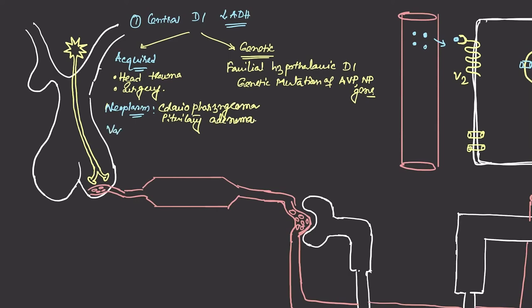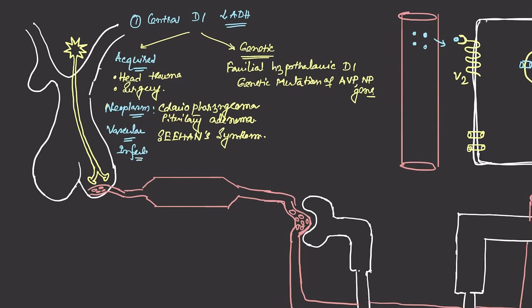Now, the vascular cause involves Sheehan syndrome. Now, what happens in Sheehan syndrome? It is due to postpartum hemorrhage which causes hypotension. That hypotension causes decreased blood supply to the posterior pituitary, ultimately causing infarction of the pituitary, decreasing the secretion of this ADH.